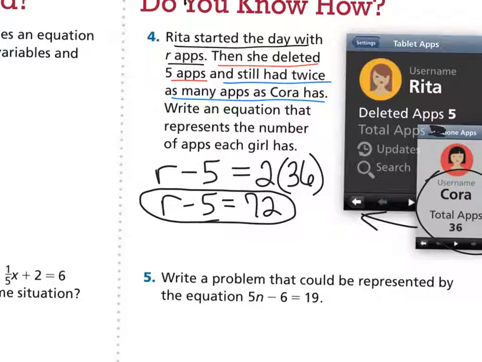Another way we could do this would be kind of thinking backwards a little bit. We could say if you take 36 times 2 and then you add 5, that would also be a way we could figure out how many apps she has. In other words, after she deleted the 5 apps, she still had twice as many. So twice as many as Cora, 36 times 2, and then add 5 would tell us how many she started with, how many she started the day with.